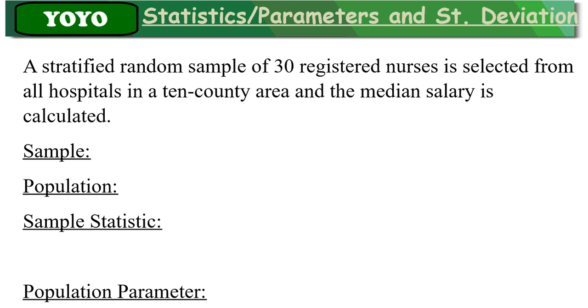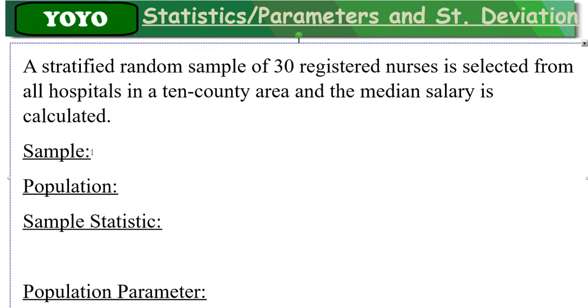I'm going to have you try. A random sample of 30 nurses is selected from all hospitals in a 10-county area, and the median salary is calculated. What was the sample? What's the population? What's the statistic? And what's the parameter? Pause the video now and give this a go. Unpause it once you've tried. So here we go. Let's do it. I think I can type here. Yes, I can.